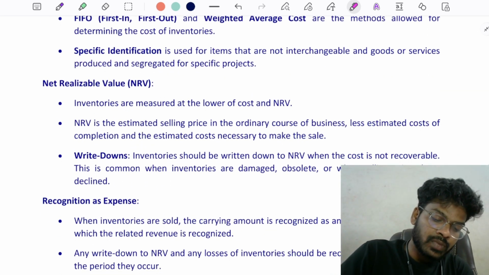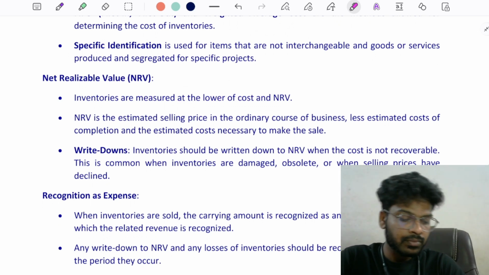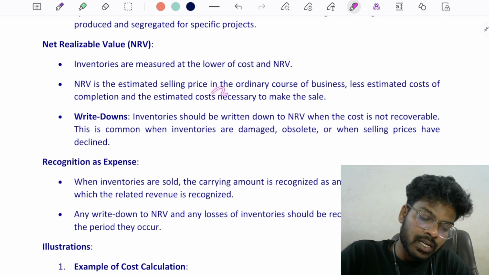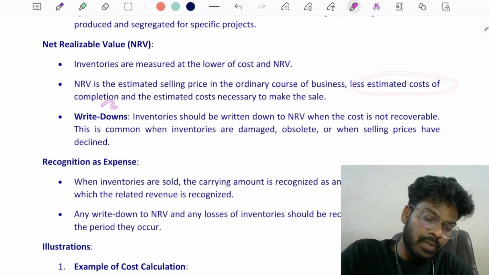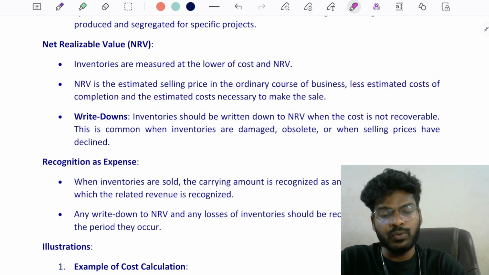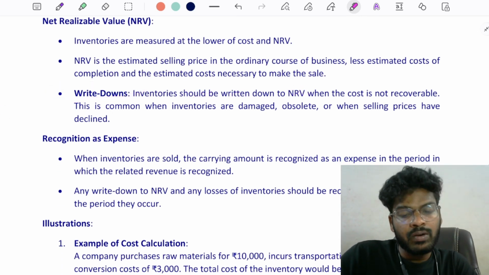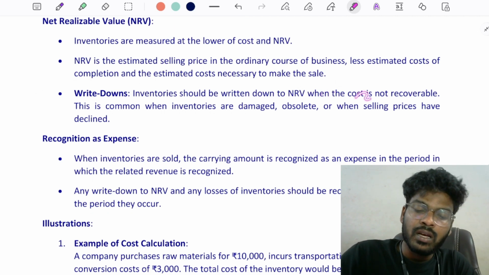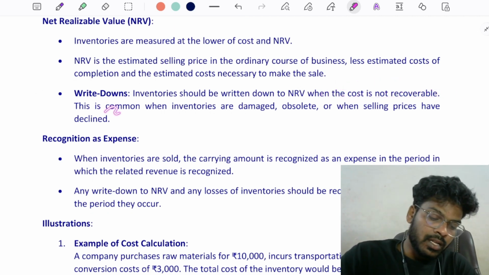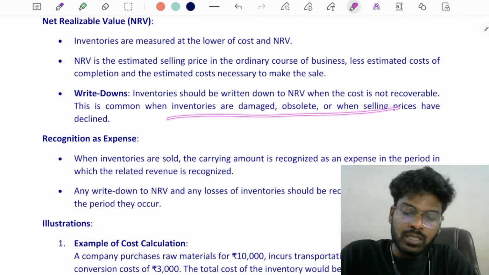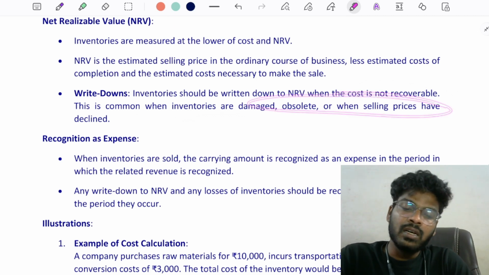Net realizable value. Inventories are measured at lower of cost or NRV. Net realizable value is estimated selling price in the ordinary course of business less estimated cost of completion and estimated cost necessary to make the sale. Write downs. What do you mean by write downs? Inventory should be written down to net realizable value when the cost is not recoverable. This is common when the inventories are damaged, obsolete, or when the selling price has declined. In these cases, write it down.